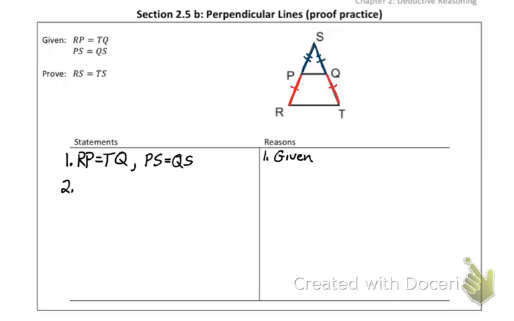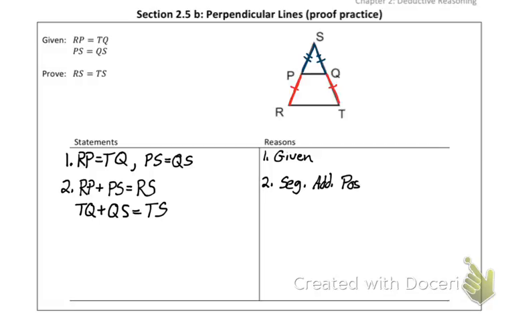So we're just going to go right into RP. Let me change that back to black. RP plus PS is going to equal that total length RS. And then we're going to have TQ plus QS equal the other total length. So at least now we're talking in terms of RS and TS being our total lengths. And we should be able to say number 2 is our segment addition postulate.